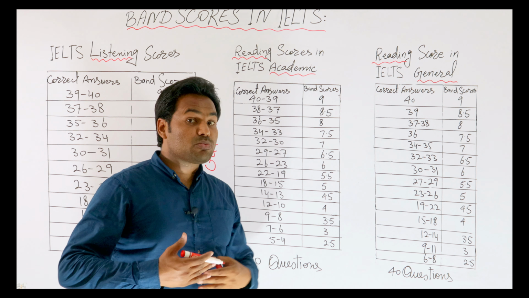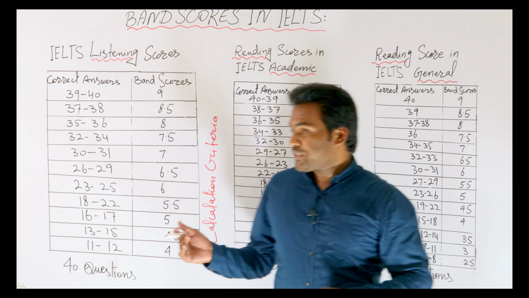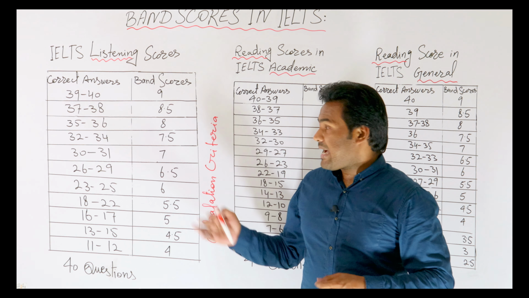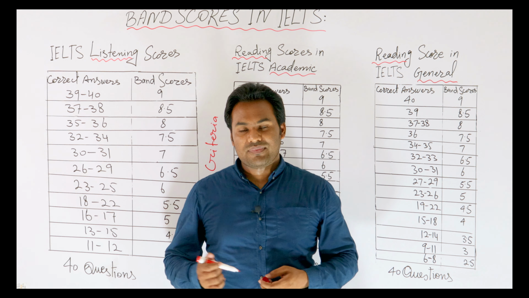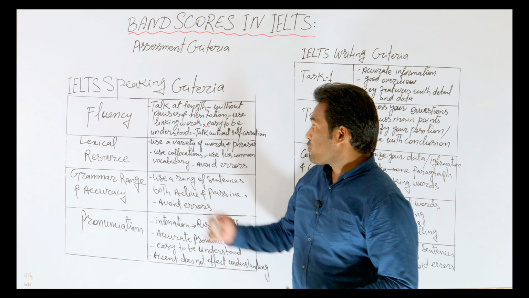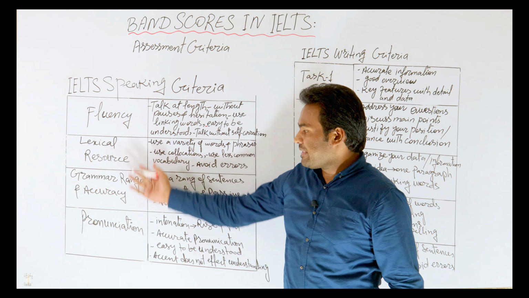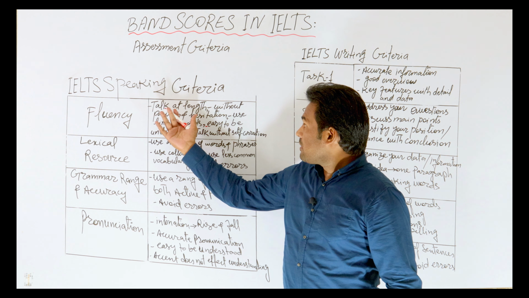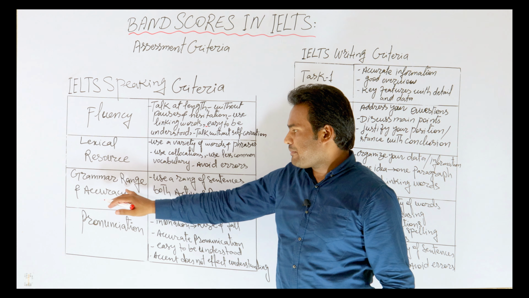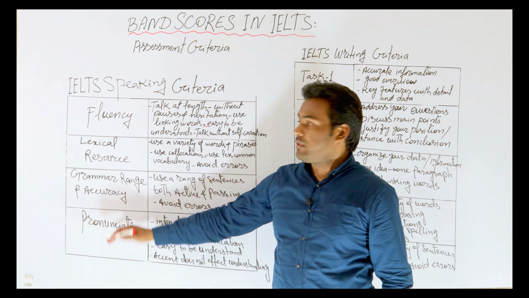After that, let us move towards the calculation criteria of band scores in writing and speaking tests. When we move towards the assessment criteria of the speaking test, there are 4 things in your speaking test. First, fluency, then lexical resource, then grammar range and accuracy, then pronunciation.